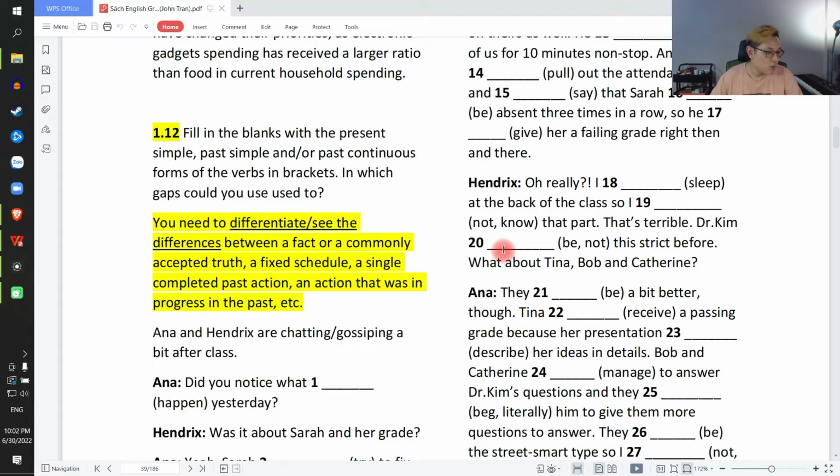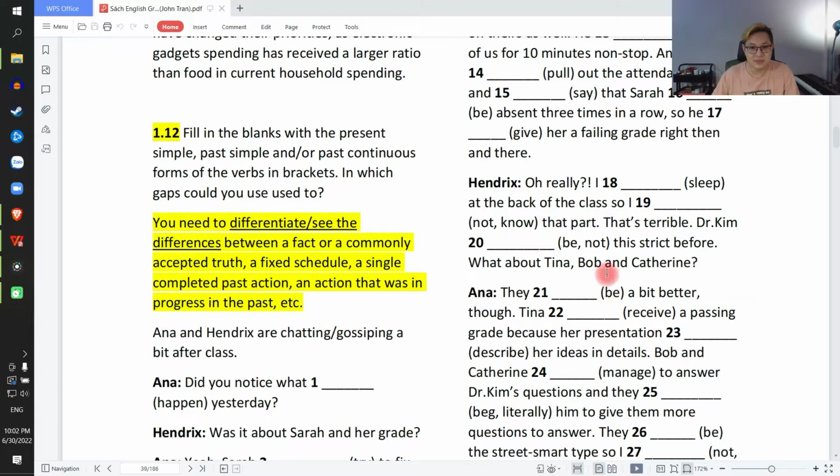cái số 20 có thể là wasn't this strict before nếu mình muốn nói một cái tình huống, đó là ngày xưa ông Kim nó đâu có khó đến mức như vậy đâu. Đó là một cái tình huống bây giờ không còn đúng nữa trong quá khứ. Hoặc là số 20 có thể là didn't used to be, đã không có từng là strict như thế này, để nói về một cái gọi là thói quen trong quá khứ. Ghê quá vậy, thầy Kim đâu có từng mà khó đến mức vậy đâu.